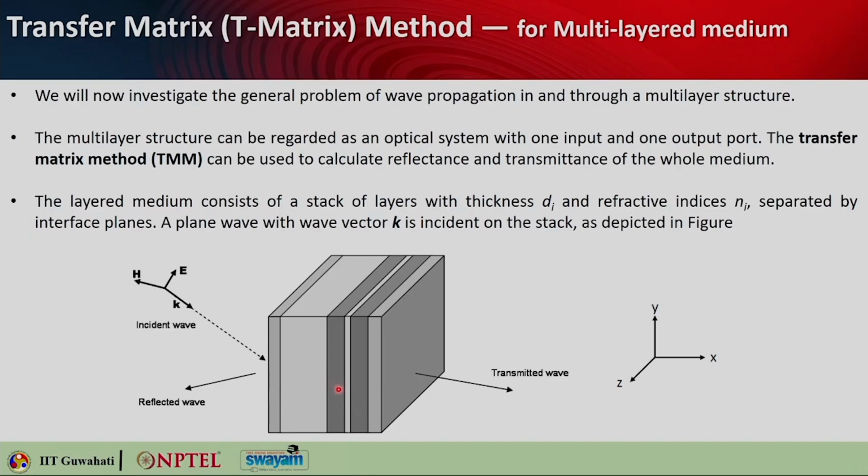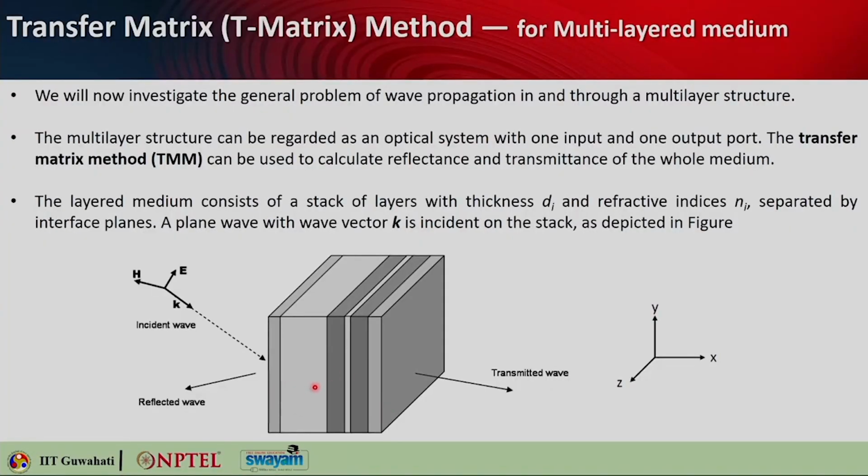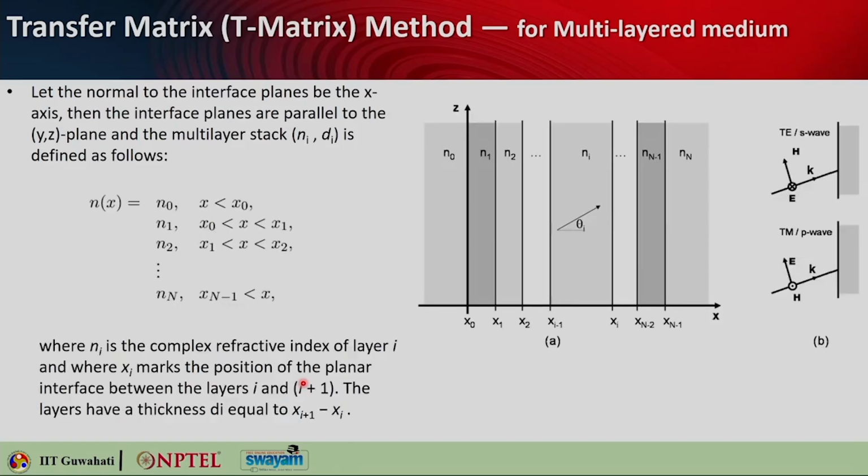Similarly, this is one interface, this is one interface, this is one interface, and so on. So there are many interfaces coming in one after another. Also, there are layers of different thickness and different material property. How the light wave goes through each interface and then layer, interface and then layer, all these things can be taken care of by the T matrix or transfer matrix. So let us see how it works.